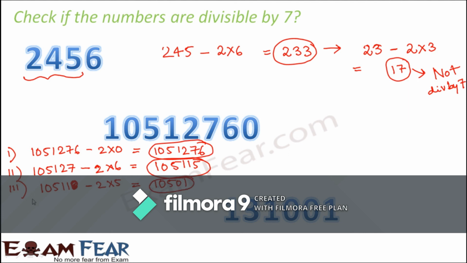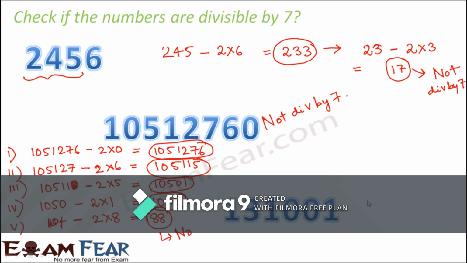So you see, gradually the number is reducing and finally we will reach a number looking at which we will be able to tell if that is divisible by 7 or not. So here we get 1048. Now again another step where we do 104 minus 2 times 8, that is 16. So this gives 88. Now can you tell if 88 is divisible by 7 or not? Is 88 a multiple of 7? No. Therefore this number is also not divisible by 7.